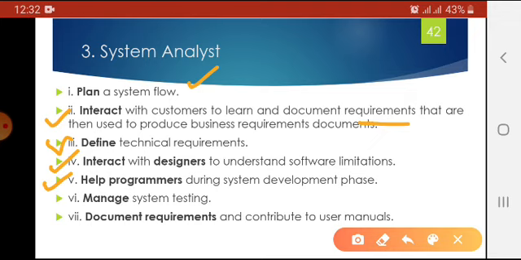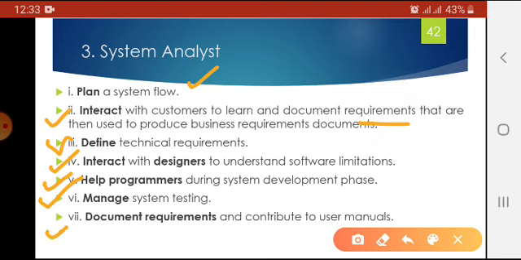Why does he help the programmers? Because the system analyst is the one who has the complete understanding of the system from the requirement to the design, so he has to help the programmers during the development phase. He manages the system testing, so that the developed system is error free, because he has the complete understanding of the system, so he is the only person who is capable to manage the detailed testing of the system.